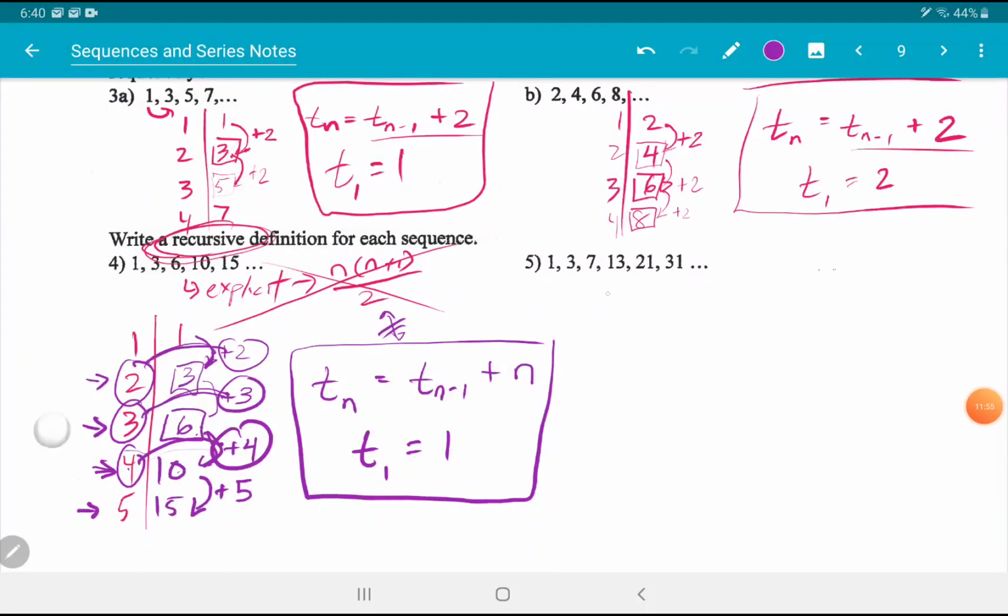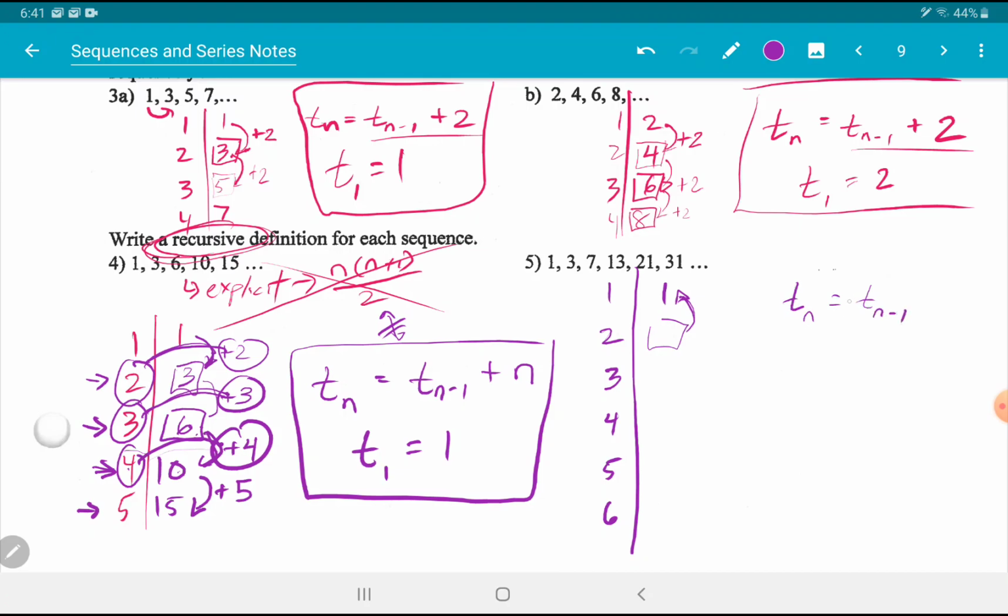For number 5, we have the sequence with 6 terms. I'm just going to write 6 terms here. Build a table. We got 1, 3, 7, 13, 21, and 31. Let's do this again. Remember, you're imagining you don't know these numbers. I don't know this number. What do I do? I take my previous term. In terms of a recursive formula, if you want to find the nth term, you have to take the previous term and do something with it.